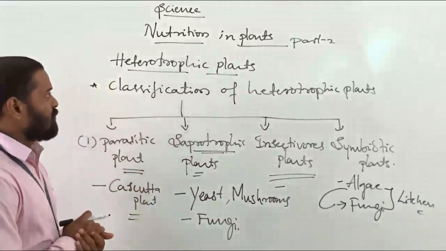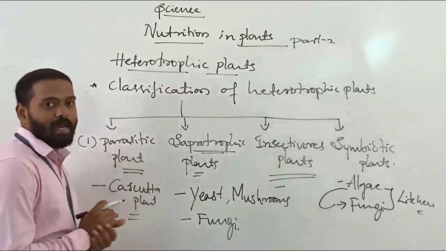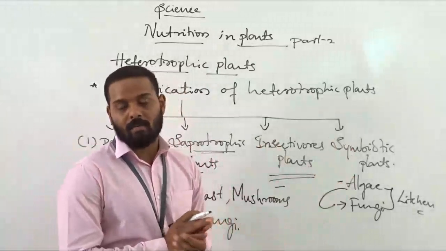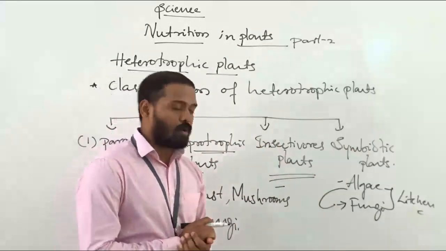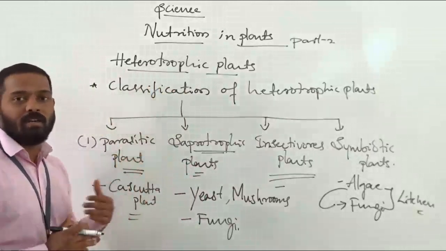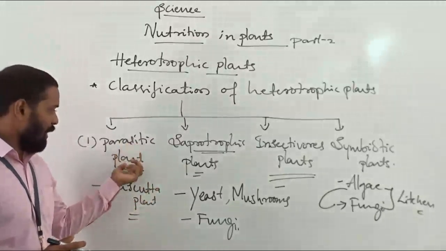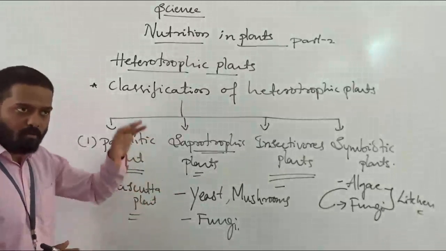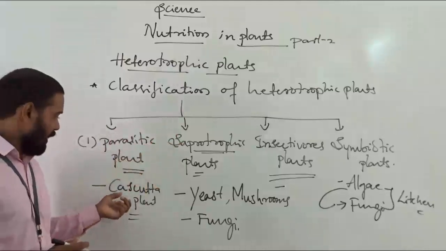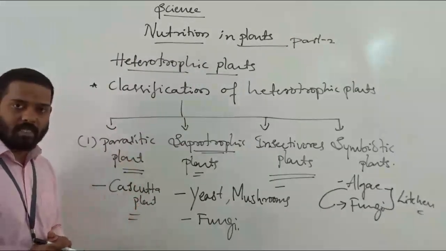Next, coming to the classification of heterotrophic plants. Basically, heterotrophic plants are classified into four types: parasitic plants, saprotrophic plants, insectivorous plants and symbiotic plants. Already we know what parasitic plants are. Parasitic plants depend for food on another plant, the host. They stick onto another plant, which prepares the food, and that food is absorbed by this particular plant. For example, the Cuscuta plant, whose another name is Amarvel.